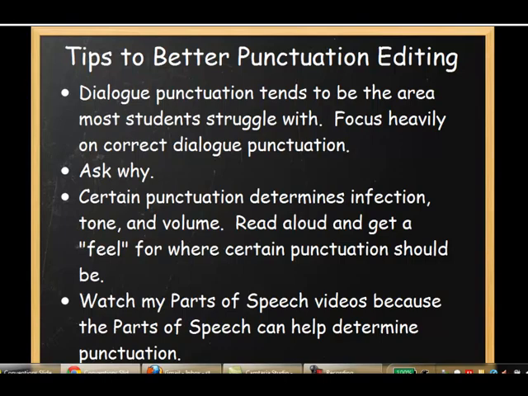Certain punctuation determines inflection, tone, and volume. So you should read aloud and get a feel for where certain punctuation should be. A lot of times, commas and semicolons can indicate a pause. Exclamation points can mean excitement. So, pay attention to what punctuation determines your inflection, tone, and volume.